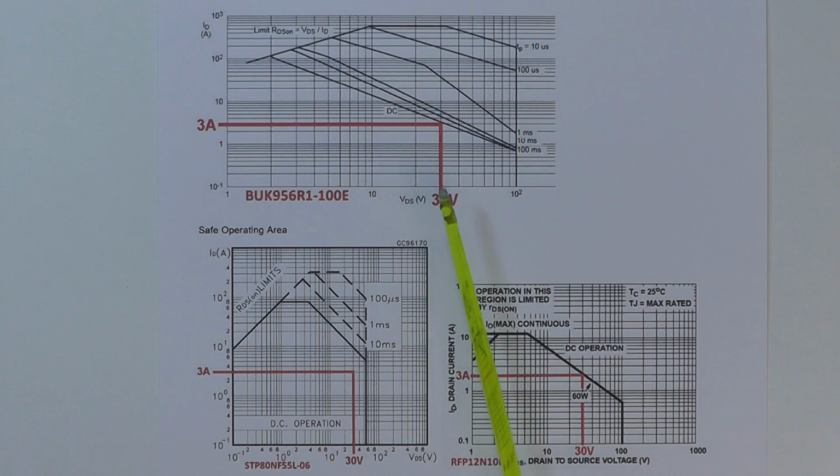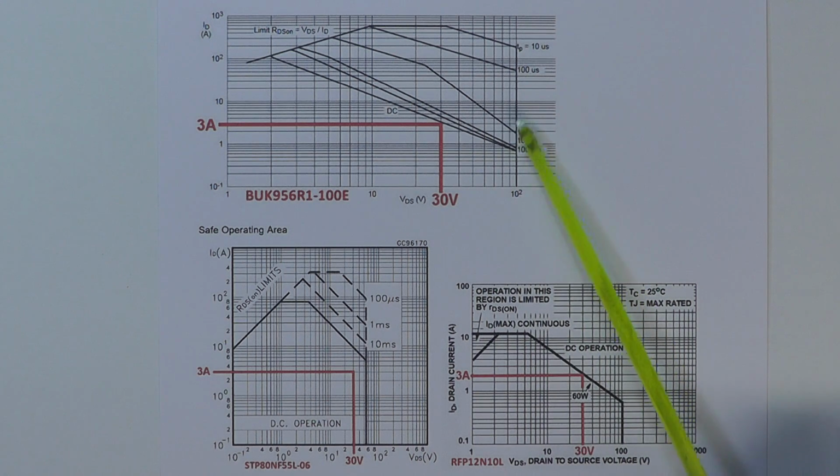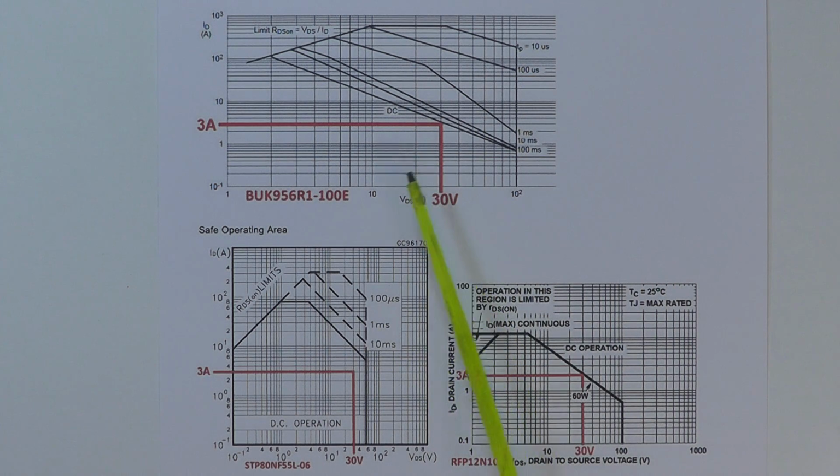On the same information sheet with the possible alternatives of power MOSFETs for this project, I'm also showing you the safe operating area graph for the first three on the list. I'm comparing the BUK 956R1 with the ST Microelectronics STP80NF55L, and then looking at the Fairchild RFP12N10L. So just comparing the first three on my list. You can see I've indicated each of them at the 30 volt 3 amp level. That's 90 watts effectively, and you can see all three of them can more or less handle that.